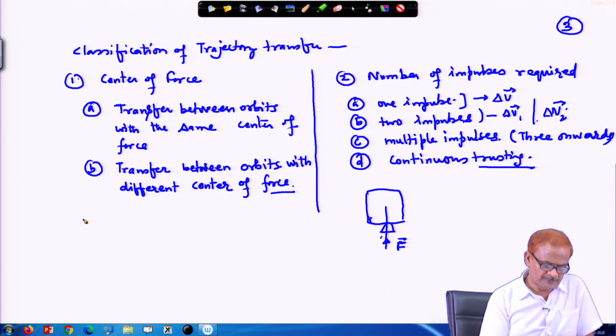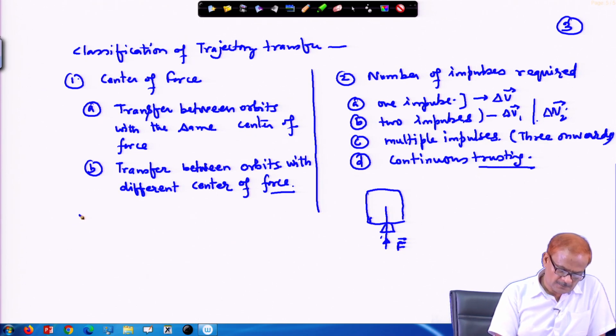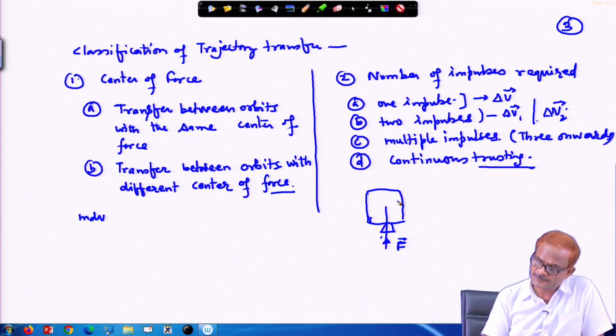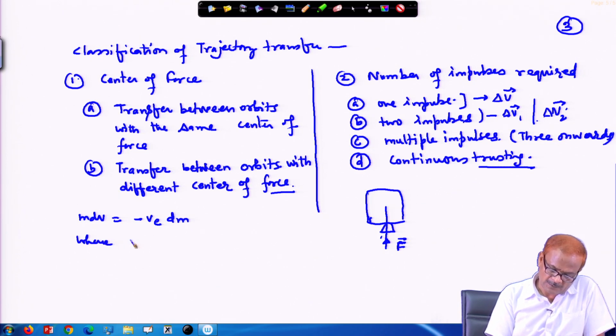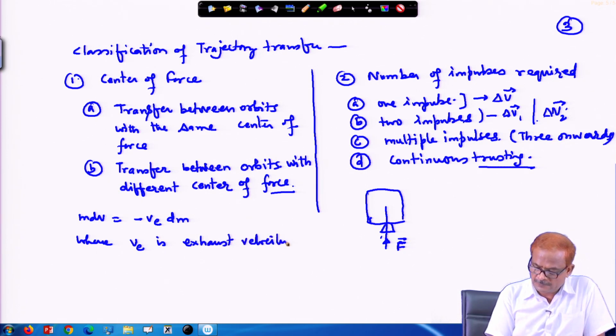And this is governed by the rocket equation. If it is in space where atmosphere is not there, we can simply write m dv equal to minus v times dm, where v is the exhaust velocity with respect to the satellite.